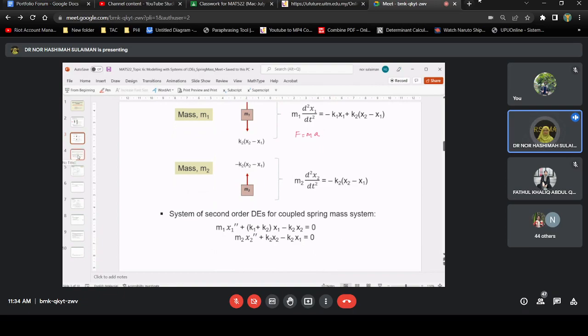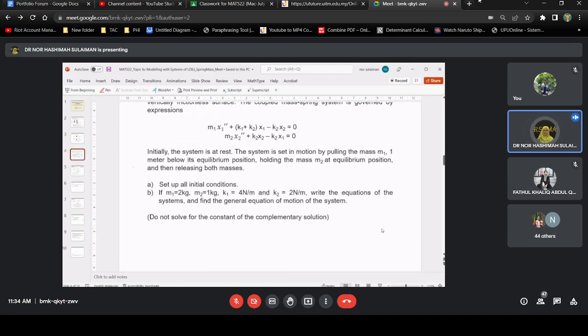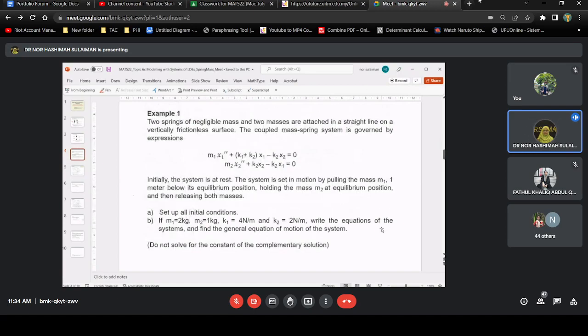Okay, we go straight to the application. Let's take a look at example 1. You have two springs of negligible mass and two masses attached in a straight line on a vertically frictionless surface. The coupled mass spring system is governed by this expression. So this is the model governing the spring mass system. It says here that initially the system is at rest.